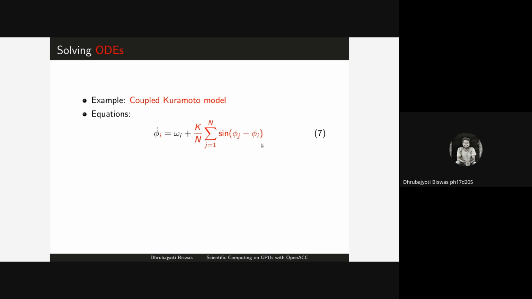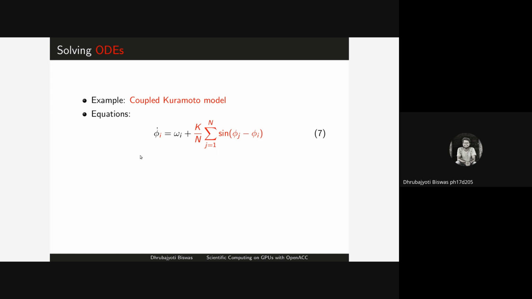What is meant by coupled to each other? That phi i not only depends upon phi i as I have shown here, it also depends upon all the other phi j's. This is how the interaction comes into play: it is a type of coupling given by sine of phi j minus phi i, and you take a summation over all the j's, where j goes from 1 to n. What is n? N is the number of phase oscillators in the system. Similarly, this i also goes from 1 to n.